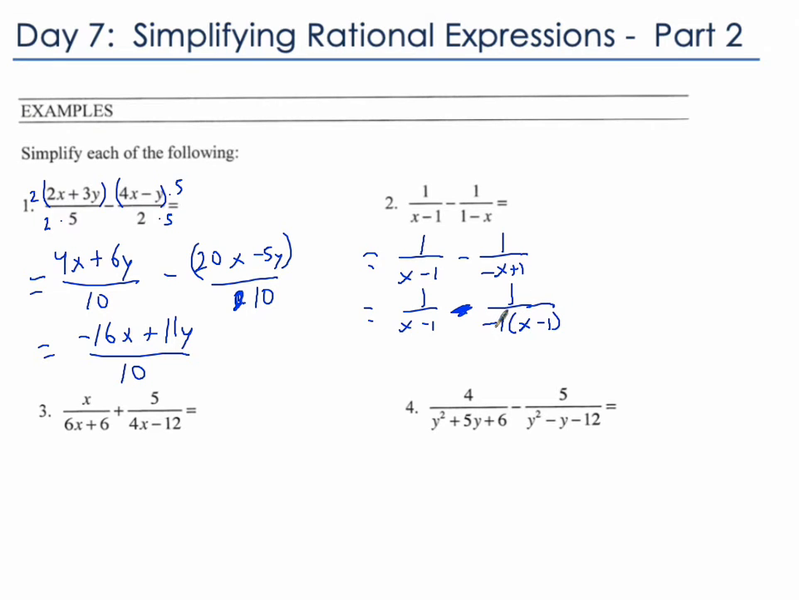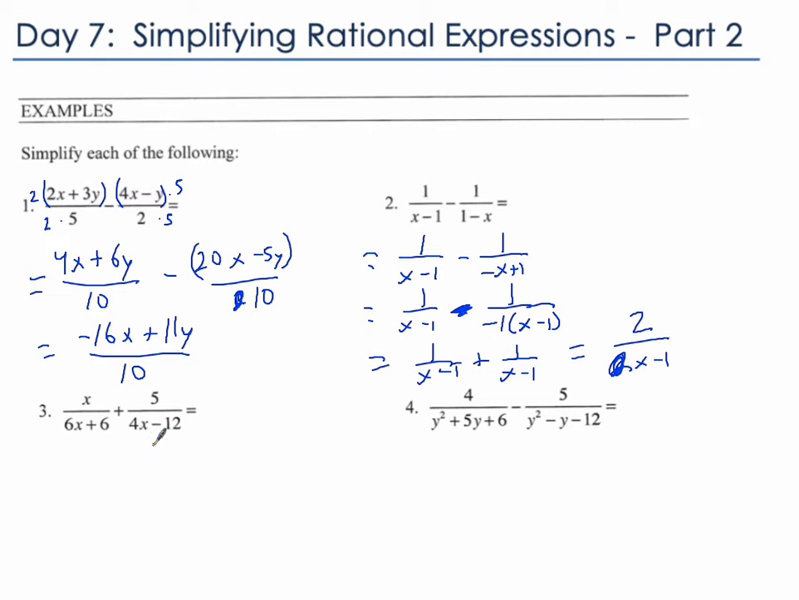They're almost the same. This is a negative here, so negative minus negative is like a plus. So it's going to be plus 1 over x minus 1. So that whole thing is 2 over x minus 1.